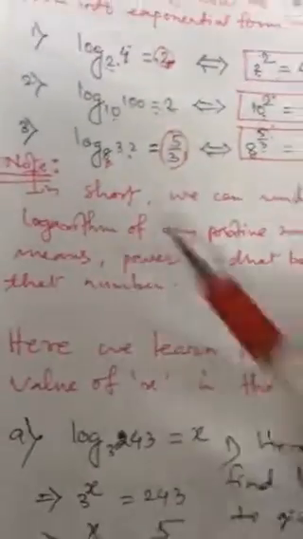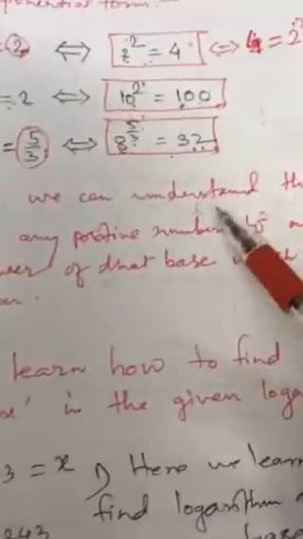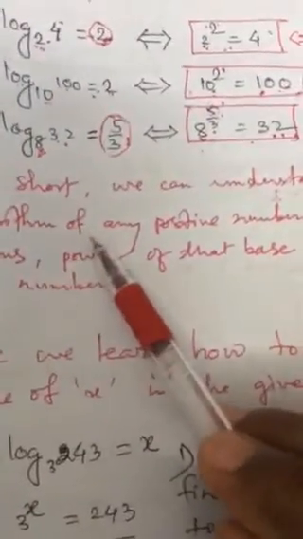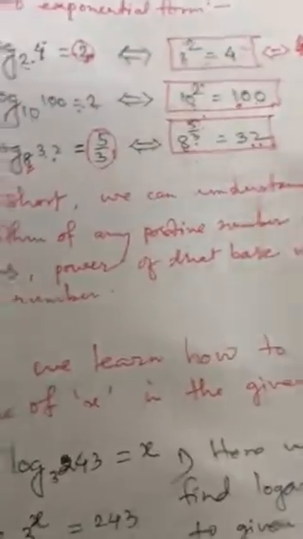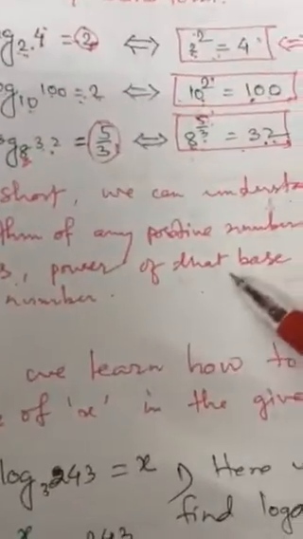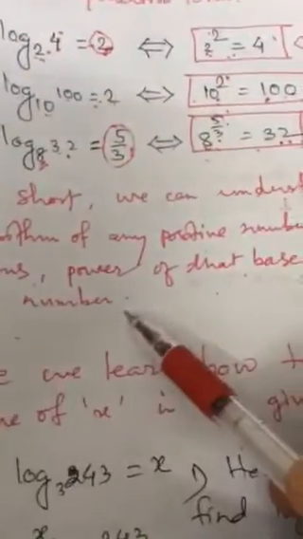So in short, we can understand that the logarithm of any positive number to any base means the power of that base which gives that number.